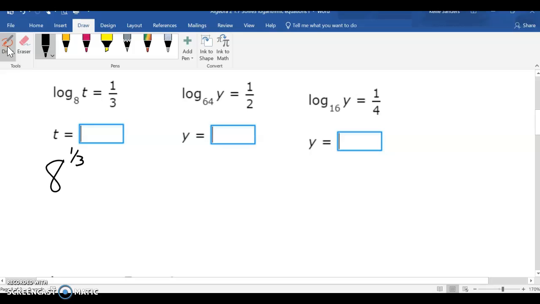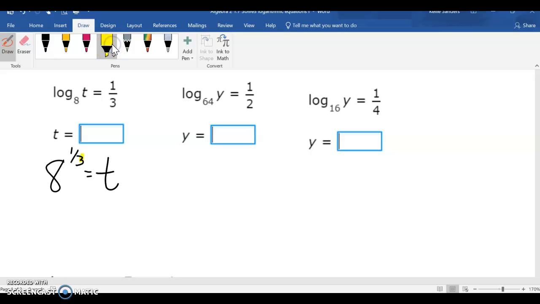8 to the 1/3 equals t. Whenever you have an exponent and it's a fraction, your bottom number is your root number. So this is looking for 3 numbers multiplied together to be able to get 8. We're not doing 8 times 8 times 8. We're looking for the number that's something times something times something is 8. And so we would take the cube root of that, and the answer would be 2.